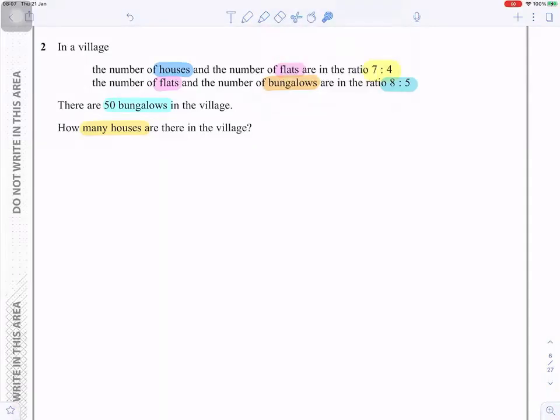In a village, the number of houses and the number of flats are in the ratio 7:4. The number of flats and the number of bungalows are in the ratio 8:5. There are 50 bungalows in the village. How many houses were there in the village?